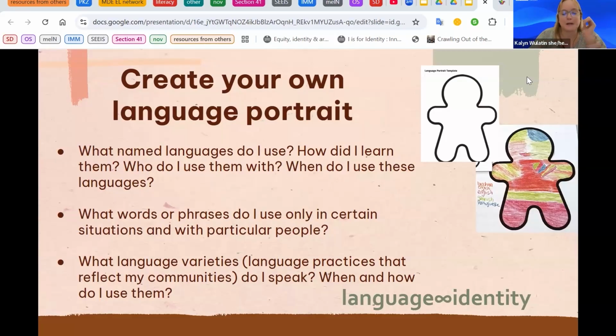Even though we're not together, I'm wondering if you would be willing to drop a few things in the chat. Any languages that you speak, whether they are formally recognized languages or if you just want to think about how you use language in different contexts and have a sentence or phrase to say about that, please feel free to drop that in the chat.